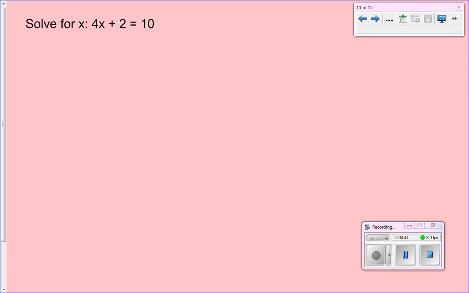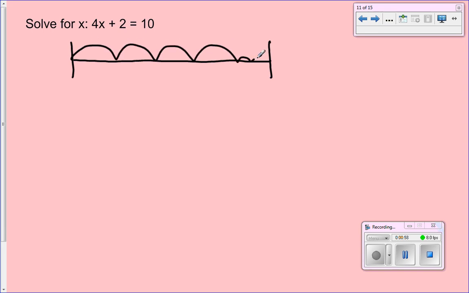4x plus 2 equals 10, and we're trying to figure out what x is. So I'm going to begin by visualizing this on a number line. And I have 4 jumps plus 2 to get to 10. That's what this problem is actually telling us we're doing. And so I need to figure out how big those jumps are in order to get to 10.